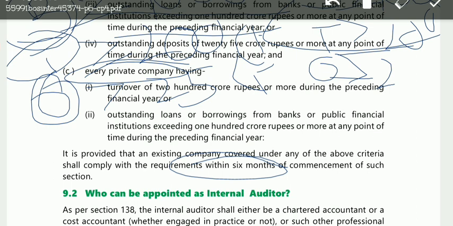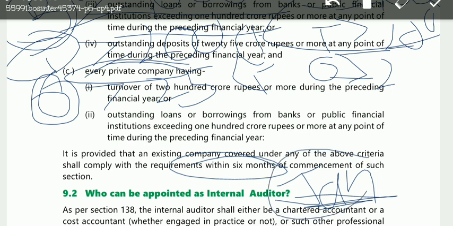Okay, so suppose in the month of January, the turnover of one of the private companies exceeds 200 crores. Now from the date they have become applicable for this section, they have to appoint an internal auditor within 6 months. That means they have to appoint an internal auditor by the end of June. So this is what they are saying.